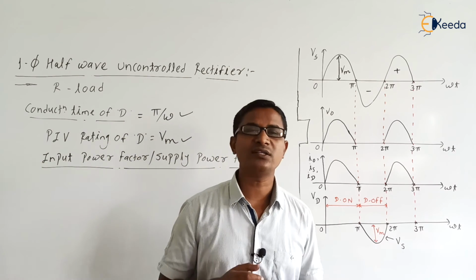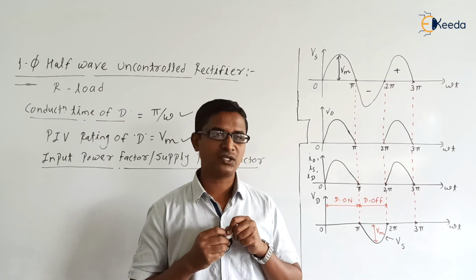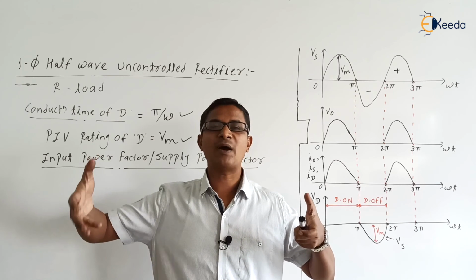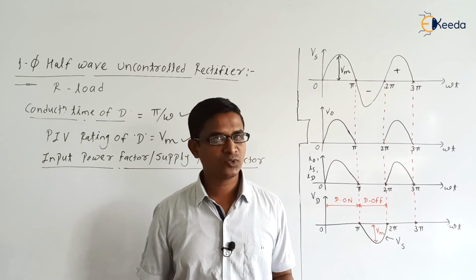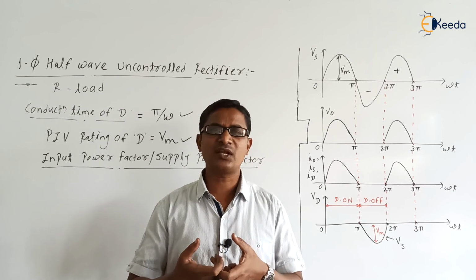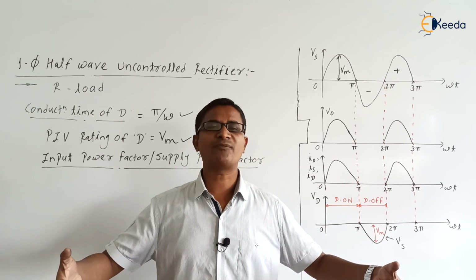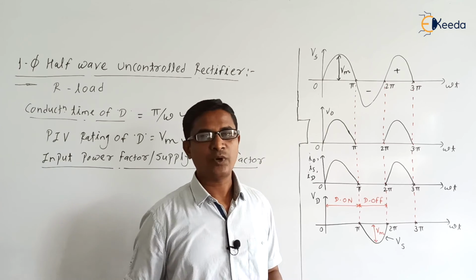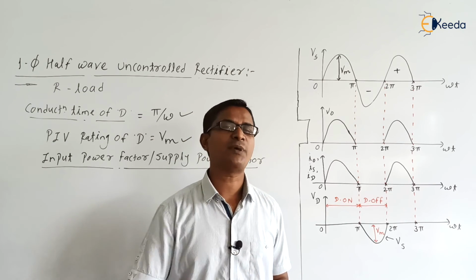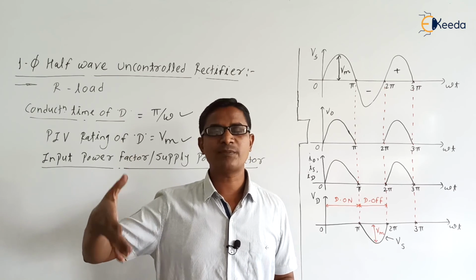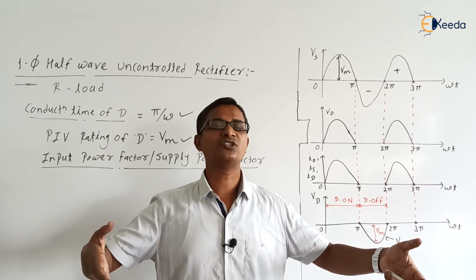when the switch is in the on state, whatever power is supplied by the source is equal to the power consumed by the load, because in the circuit we have only the supply and the load. Apart from these two we have the ideal diode. What is the power consumed by the ideal diode? It is equal to 0. An ideal diode never consumes power. So whatever power is supplied by the source is equal to the power consumed by the load.